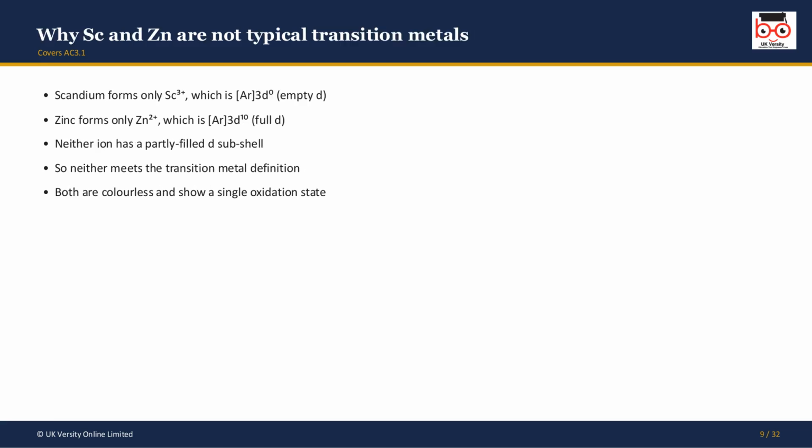That definition neatly excludes two elements at the ends of the row. Scandium only ever forms the scandium 3+ ion, which is 3d0, an empty d subshell. Zinc only forms zinc 2+, which is 3d10, a completely full one. Neither ion has a partly filled d subshell, so strictly neither counts as a transition metal, and it shows in their chemistry: both are colorless and both stick to a single oxidation state.